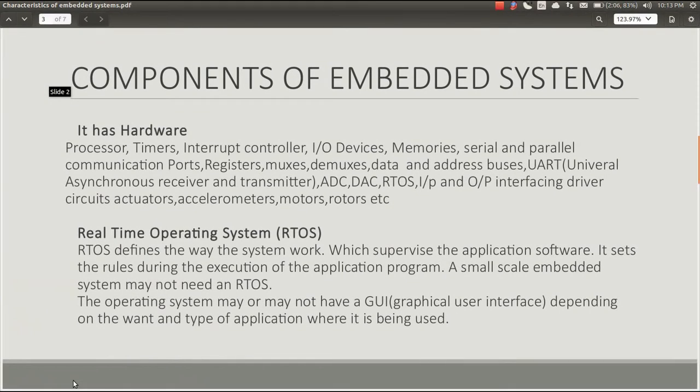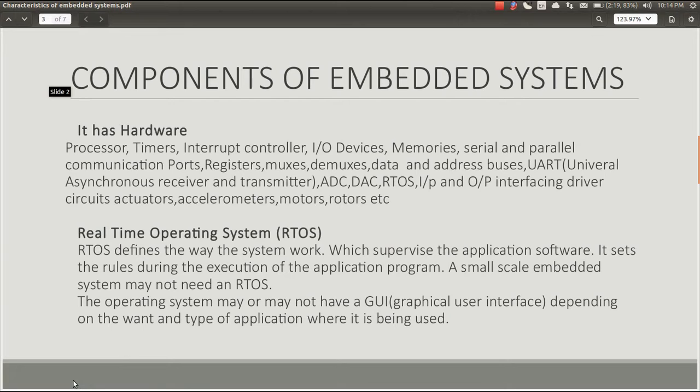Components of embedded systems. Embedded systems have processor, timers, interrupt controllers, input-output devices, memories, serial and parallel communication ports, registers, muxes, demuxes, data and address buses, UART, ADC, DAC, RTOS, input-output, interfacing, driver circuits, actuators, accelerometers, motors, rotors, etc.